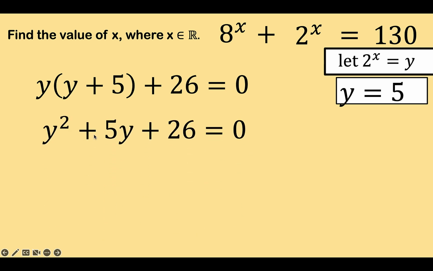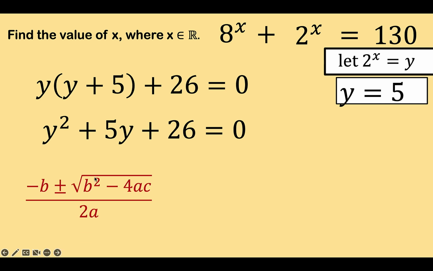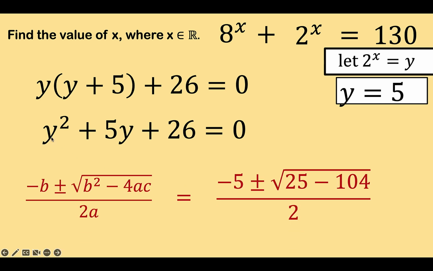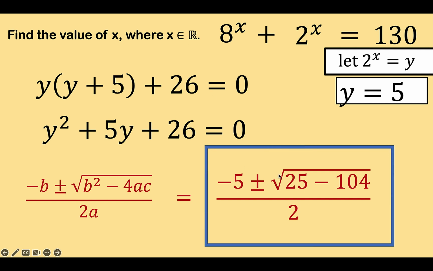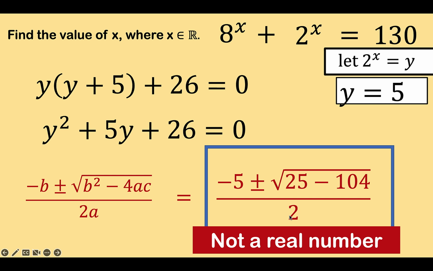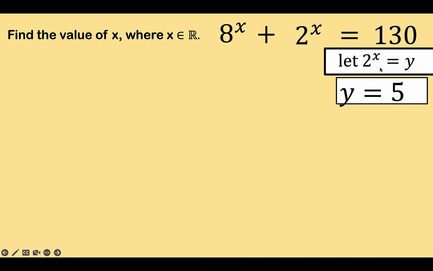This is now a quadratic equation that we can solve using the quadratic formula. Substituting 1 for a, 5 for b, and 26 for c, we arrive at this value. Notice that under this square root symbol, we have 25 minus 104, which is equal to a negative number, negative 79. That means this value is not a real number, but we require that x be an element of the set of real numbers. Therefore, since this is not a real number, the solutions to this equation will not be a part of our solution. So let's remove it. We are now left with these two values.